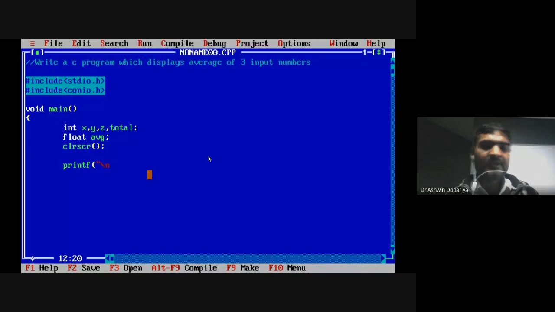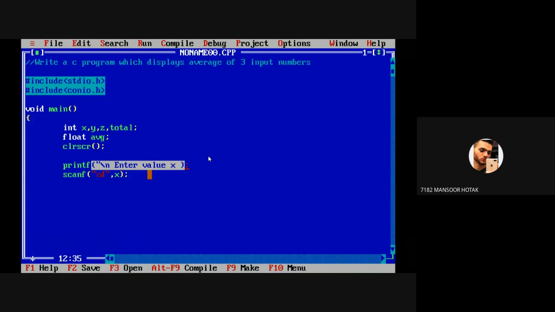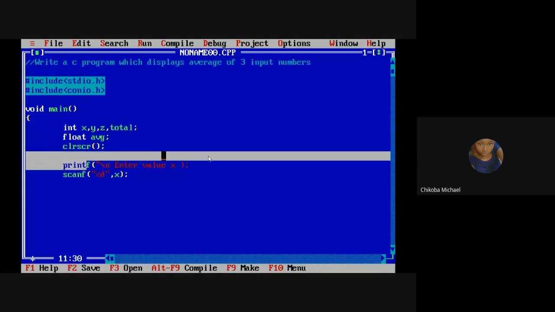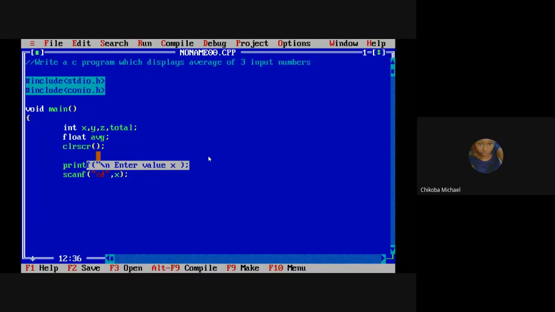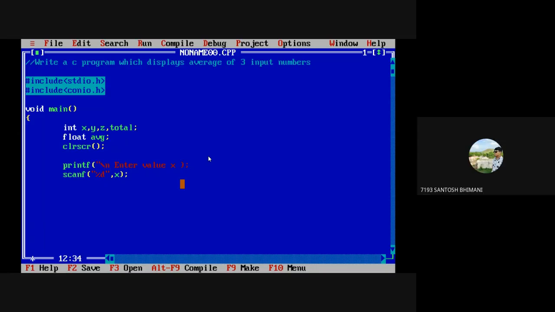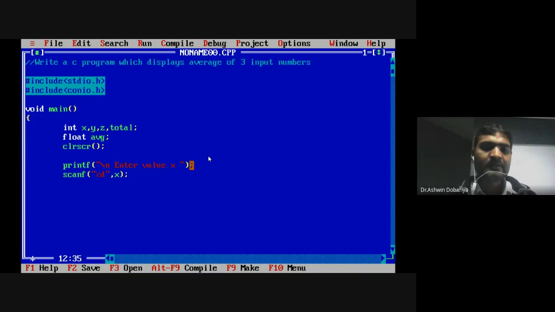Now see, I am writing one mistake in this statement also. Tell me. So first I will take a value of x. So enter value of x. What is the mistake in my printf statement? Percentage d in double quotation. Here, what is the mistake in printf? Yes, the double quotation I have started over here, but I have not closed it over here. So the double quotation I have to mention.